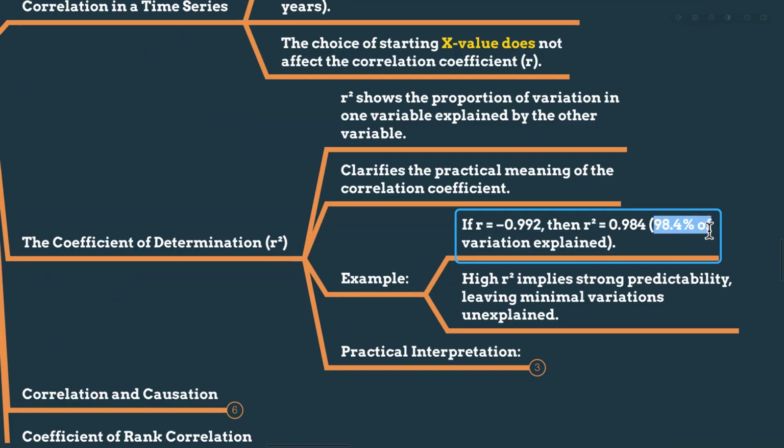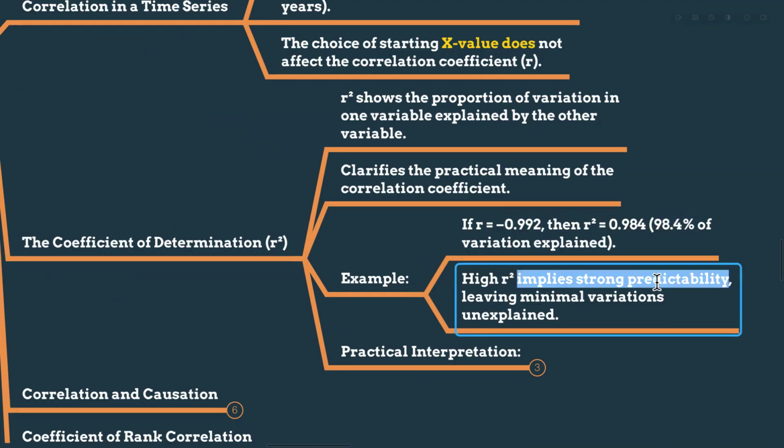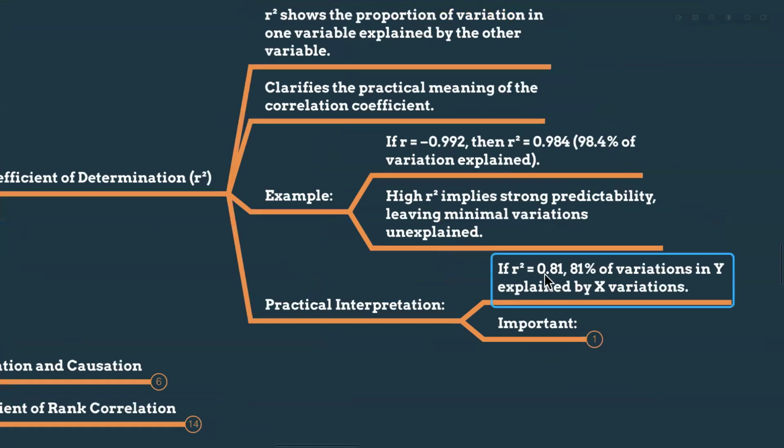It means 98.4% of the variation is explained by the x value. The y is changing 98.4% only by the x value, not by external factors. So a high R squared implies strong predictability, leaving minimal variation unexplained. The practical interpretation is, if R squared is equal to 0.81, 81% of the changes in y, the dependent variable, is explained by x. It means 81% of the changes in y are influenced by x.